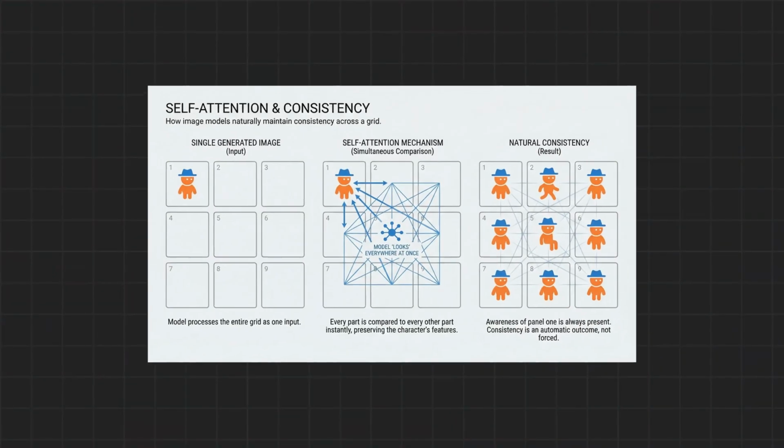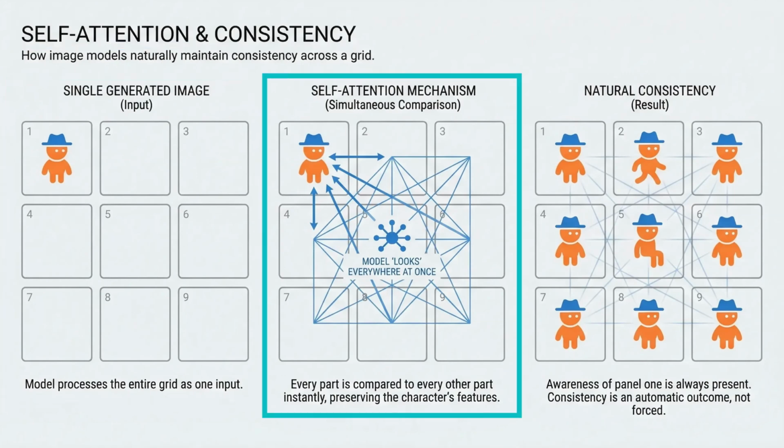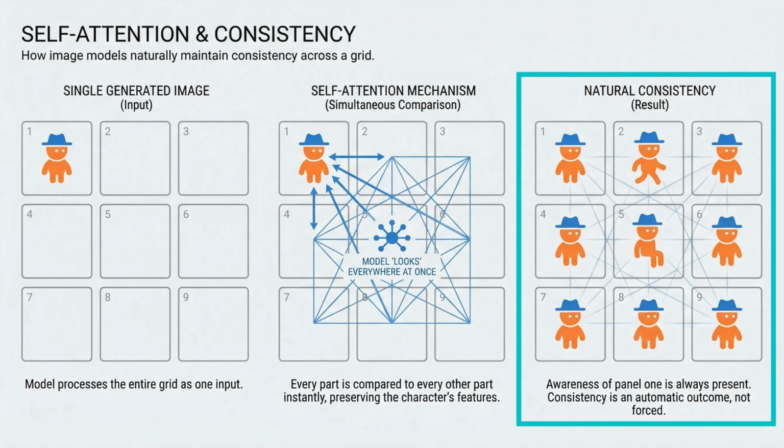While it's processing, let me explain why this works so well. When you generate a storyboard, all 9 panels are created as one single image. Because of a mechanism called self-attention, the model looks at every part of the image while it's generating, so it's always aware of what your characters and locations look like. Consistency just becomes a natural result of that process.